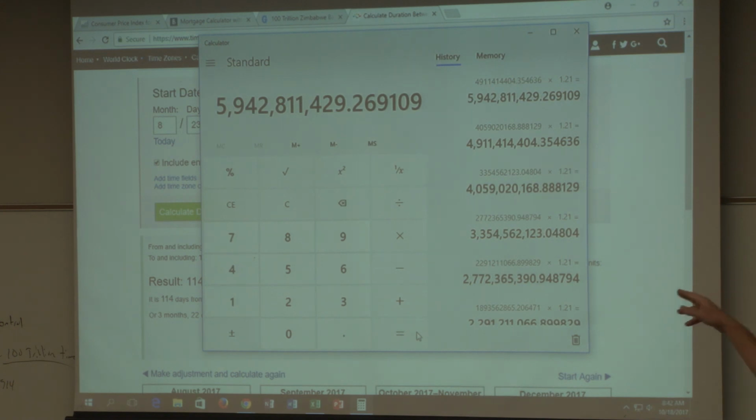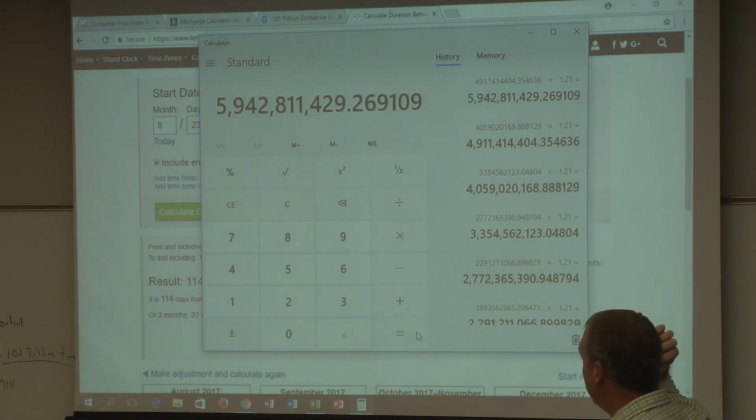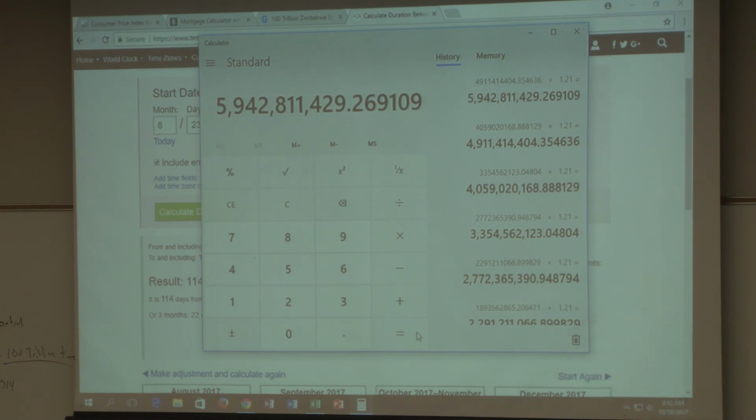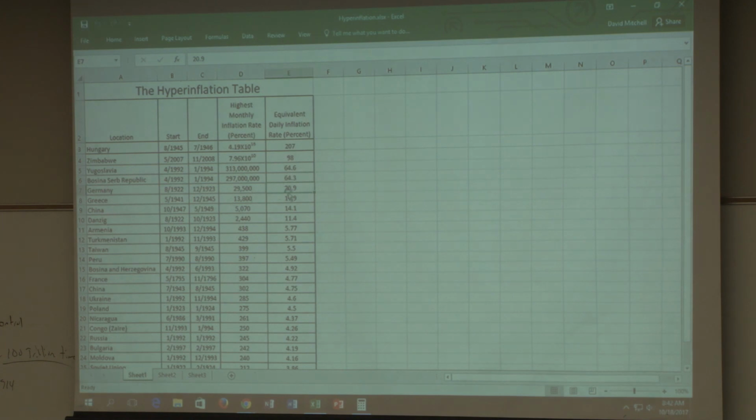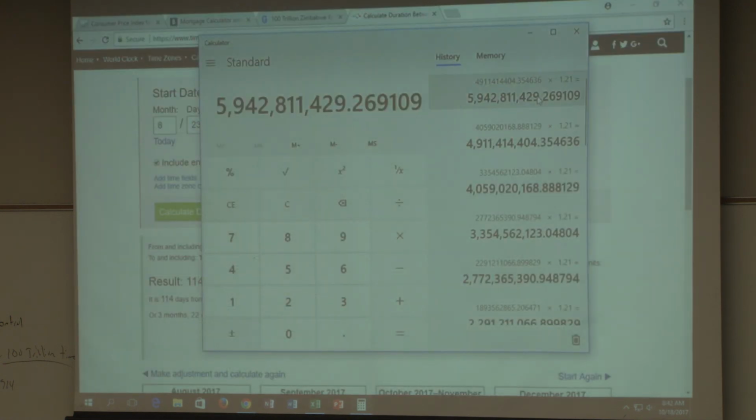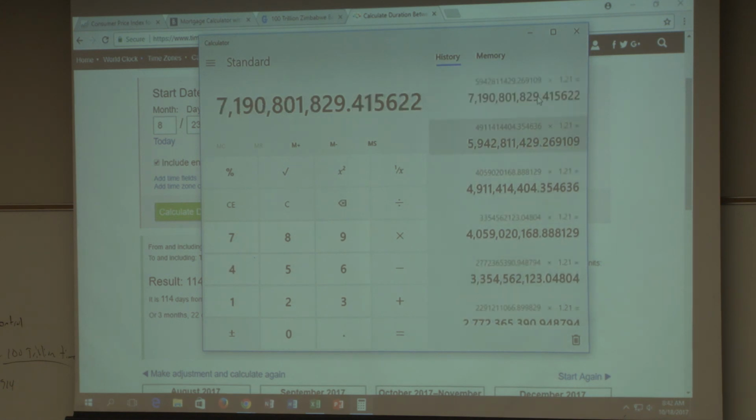So we started gas on August whatever at $2.17, and by the end of the semester, it is $5.9 billion for a gallon of gas. And remember, that's not even the top one. That's this one. Can you see the problem? Why would you sell gas today at $5.942 billion when I can hold it and sell it tomorrow at $7.2 billion?